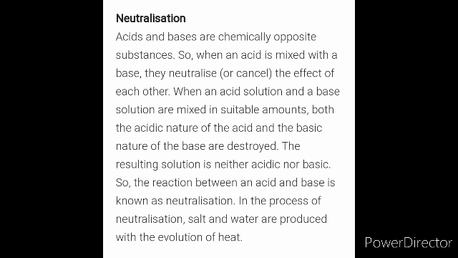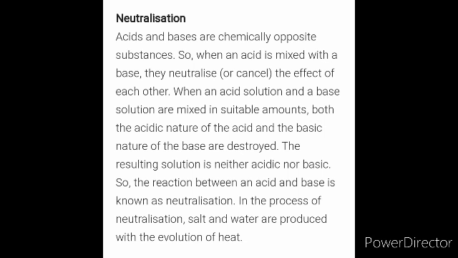Let's start with neutralization. Acids and bases are chemically opposite substances. Yes, we all know one tastes sour and one tastes bitter. So, when an acid is mixed with a base, they neutralize or cancel the effect of each other. When an acid solution and a base solution are mixed in suitable amounts, both the acidic nature of the acid and the basic nature of the base are destroyed.